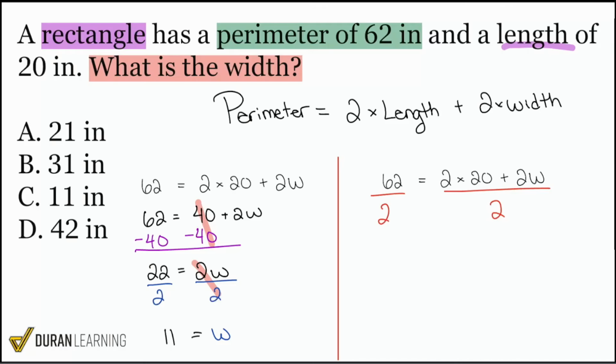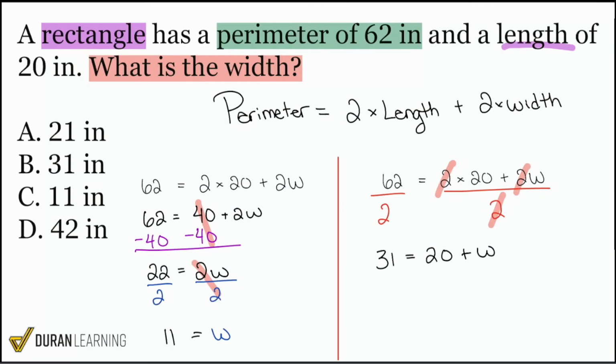I can cancel out each of these 2's because the way it truly looks is you are dividing the entire side by 2. So you're dividing this little group here and dividing this little group here. So what ends up happening, my party people, is that the 2's all cancel. Everybody, what is 62 divided by 2? 62 divided by 2 is going to give us what? 31. Look at how clean this is. 31 equals 20 plus W.